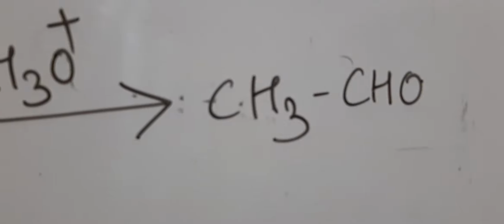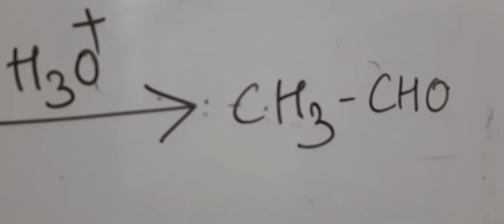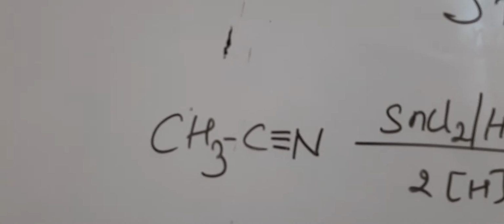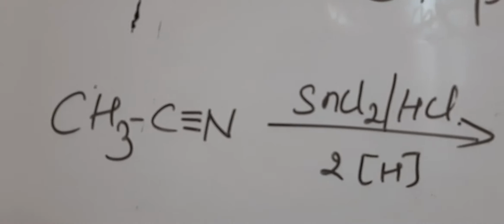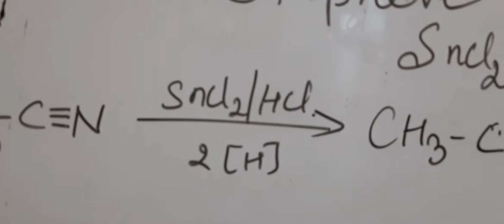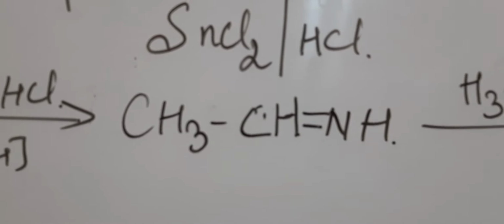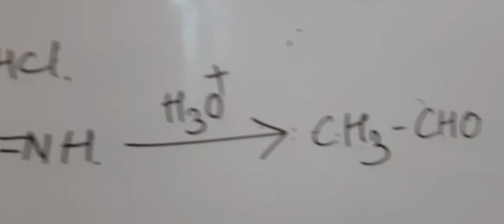First is the Rosenmund reduction reaction, that is got from acetyl chloride using palladium barium sulfate. Second is from methyl cyanide using stannous chloride and hydrochloric acid. Reduction is done to first convert it into imine, and then to aldehyde.